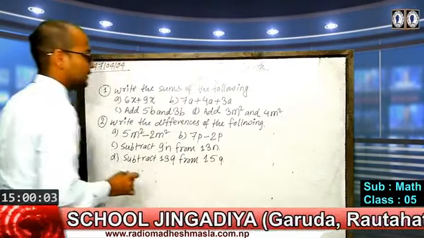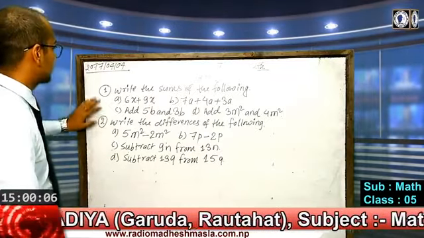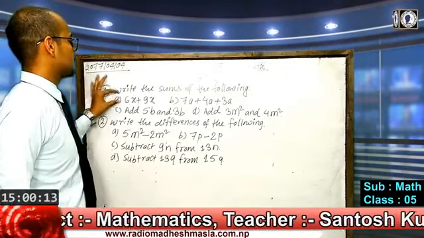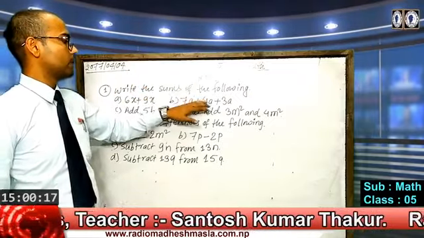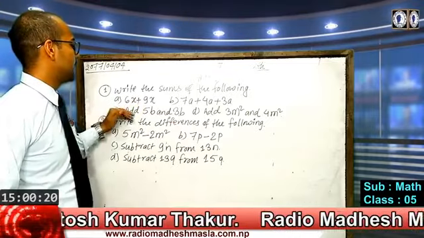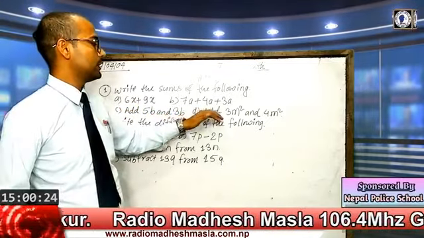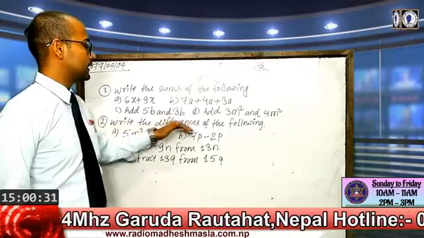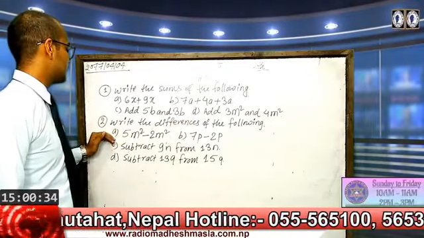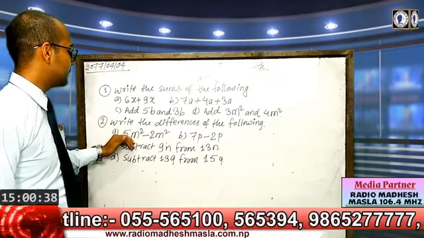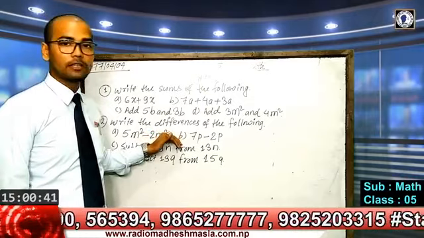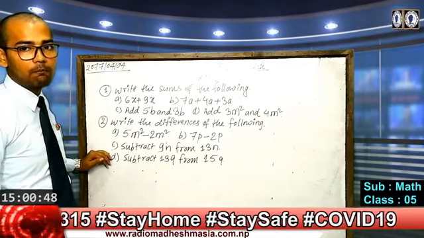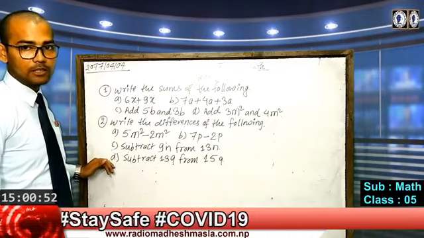Students, listen to your homework carefully again. The first homework: write the sum of the following. The first question 6x plus 9x. Second question 7a plus 4a plus 3a. Question number C, add 5b and 3b. Question number D, add 3m square and 4m square. In question number 2, write the differences of the following. Question A, 5m square minus 2m square. Question B, 7p minus 2p. Question C, subtract 9n from 13n. And subtract 13q from 15q.